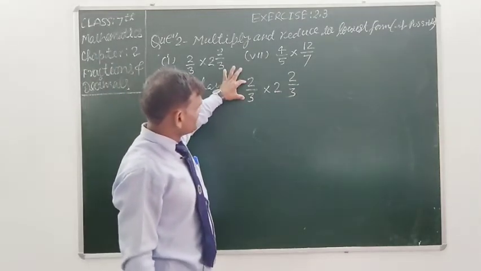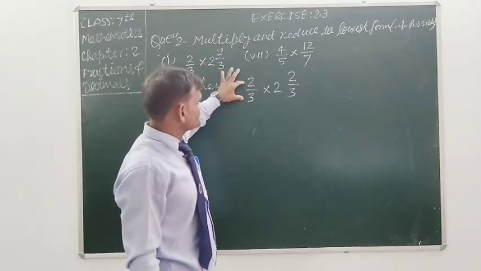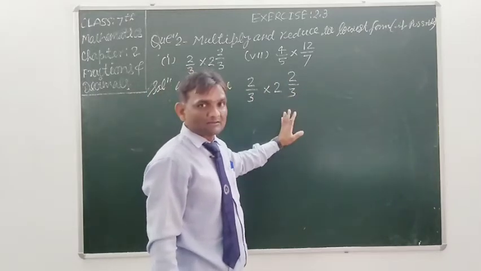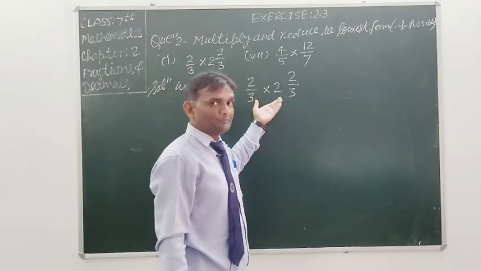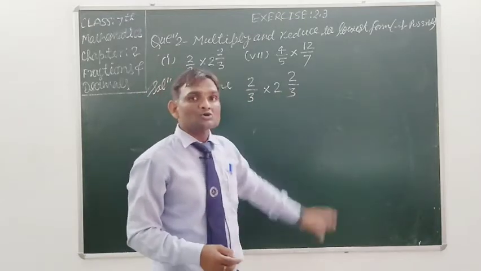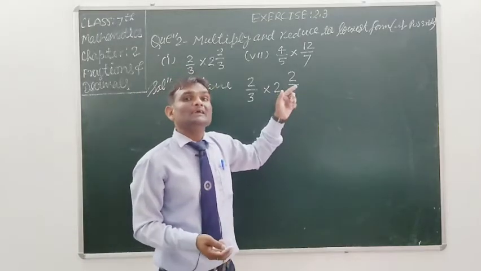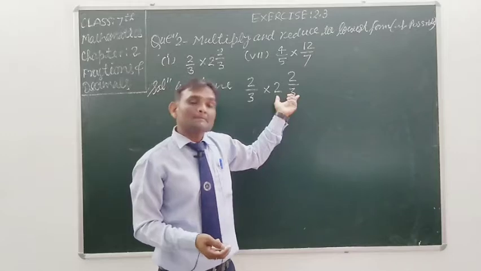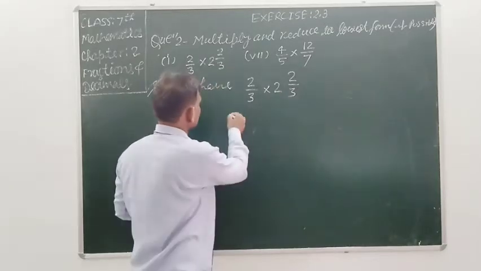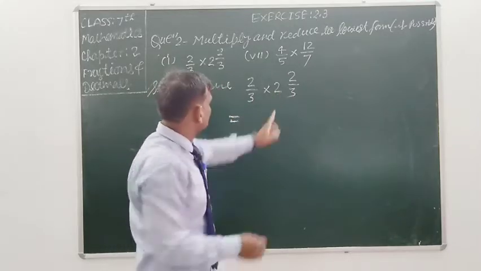Student, you are seeing that the first is a proper fraction, and the second is a mixed fraction. You are required to multiply. So student, if in any question you are seeing a mixed fraction, my first work will be to convert the mixed fraction into an improper fraction. पहले हम इसको improper बनाएंगे. How, student? You know how to make an improper fraction from a mixed fraction?